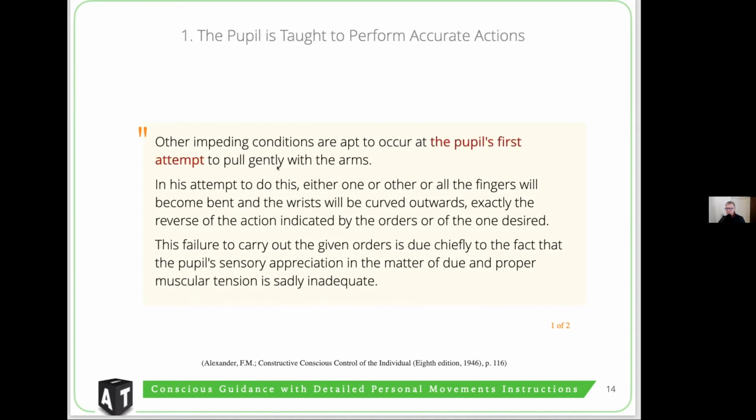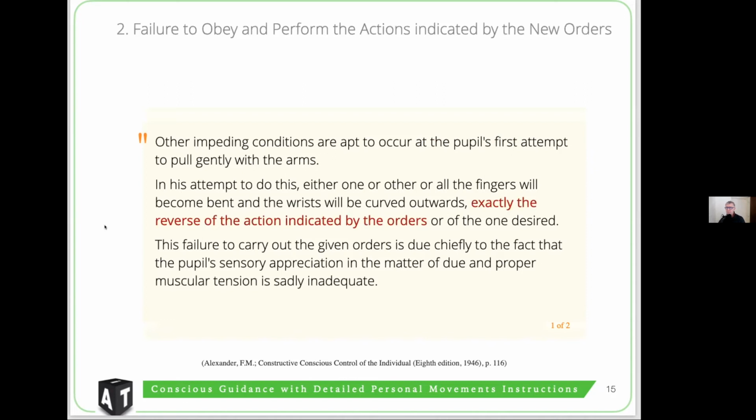Now, we have discussed the pupil's attempt. Now, the second part, we discovered that there are actions that are indicated by the orders.